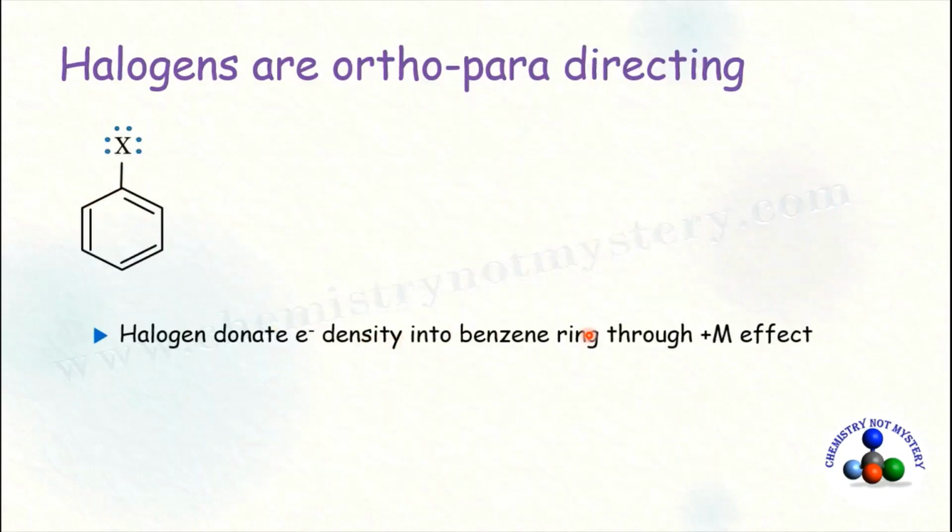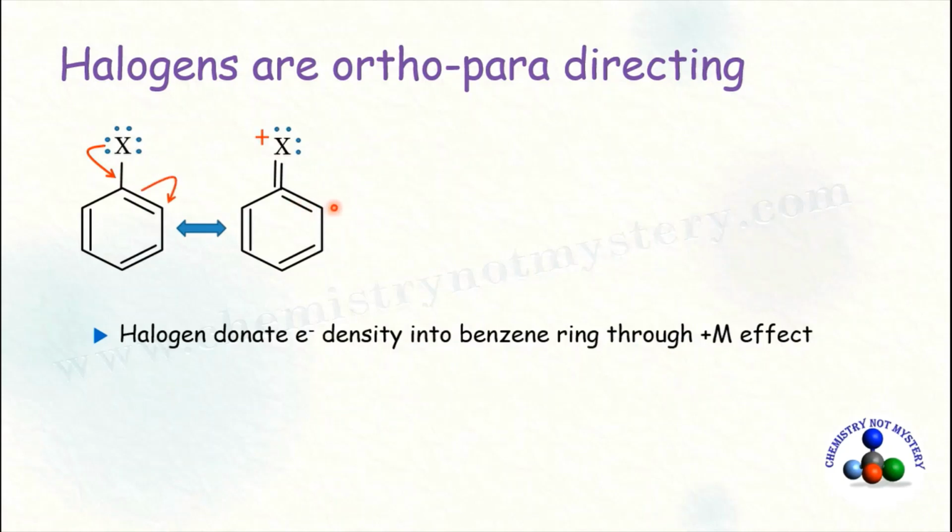Halogen donate electron density into benzene ring through plus M effect. Halogen has lone pair of electron, so it will donate lone pair of electron to benzene ring. As a result of it, double bond is formed between carbon and halogen, and positive charge is developed over halogen. Now this carbon becomes pentavalent. To maintain its tetravalency, this double bond shifts to the next carbon. As a result of it, negative charge is developed over this carbon.